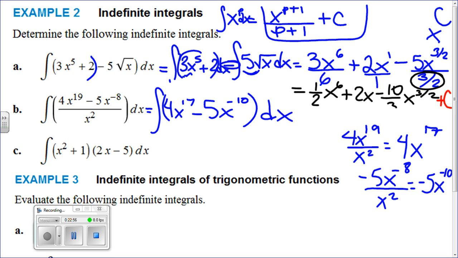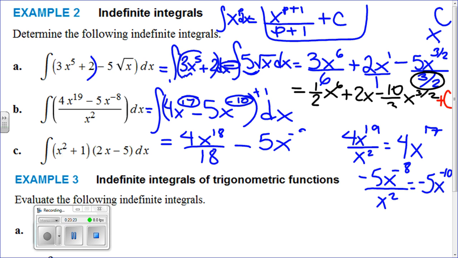4x to the power 18 over 18. Wasn't this over 1, no? Well, I'm just writing it. I'm not doing the integral yet. So then we go ahead and have 4x to the power, we add 1 to this exponent, so that will be 18. And then we divide by 18. Then we will have minus 5x to what power? We have negative 10 plus 1, so that will be negative 9. And we divide by the same negative 9.